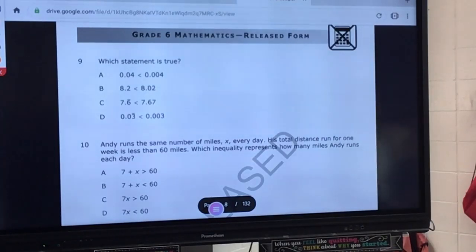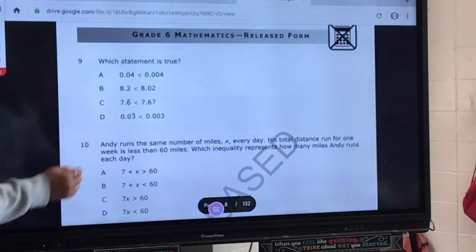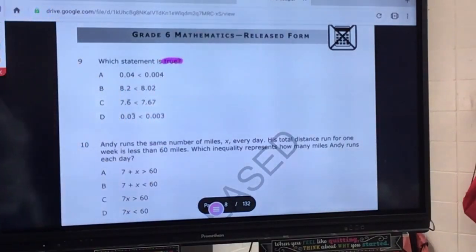So what is important in our question? It says, which statement is true. The word true. So we're trying to figure out which one is true. Now, with this one, what's the easiest way to figure this out? What do we need to be looking at? Ronnie?